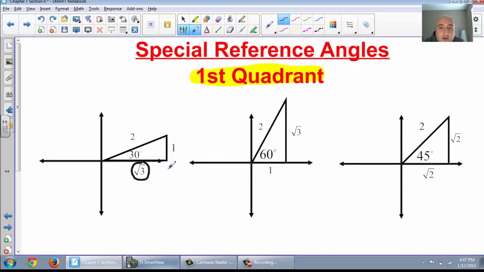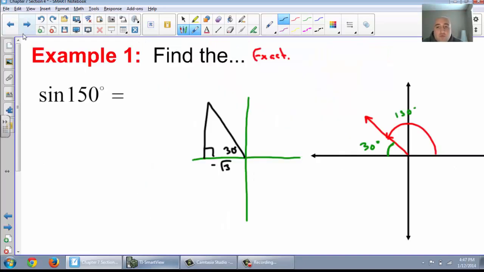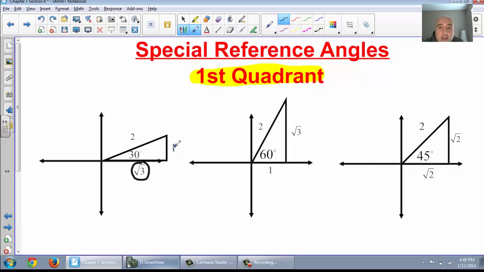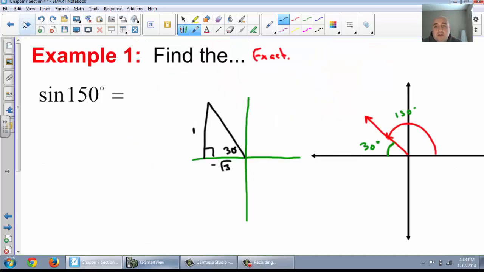Okay, let's go back. What's my y value in my 30 degree triangle? Hopefully you see that it's 1. In this problem, we are still going up, so it's still positive 1. And if you notice in all of the triangles, what is the hypotenuse? The hypotenuse of all these triangles is 2. So that never changes. So our hypotenuse is 2.